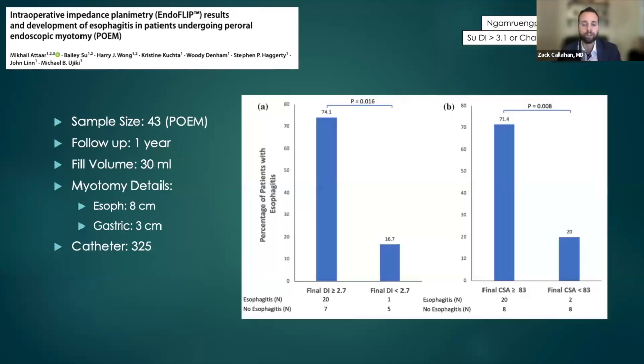Same group, a few years later, but these patients had subsequently undergone post-POEM endoscopy, typically at 1 year. And this was kind of the major finding of that paper. Basically, that patients with a DI greater than 2.7 or a CSA greater than 83 were more likely to have esophagitis on follow-up endoscopy. And this CSA finding seems consistent with the Hopkins group and the prior study, but it creates a bit of a problem in terms of DI because we just learned a second ago that a DI greater than 3.1 demonstrates an adequate myotomy, and here we are asking for a DI less than 2.7 to avoid GERD.